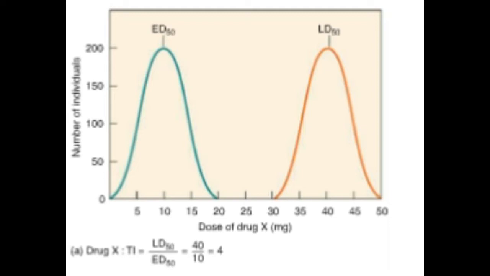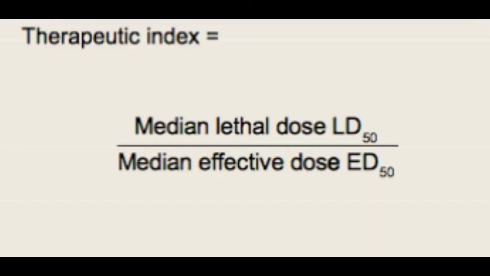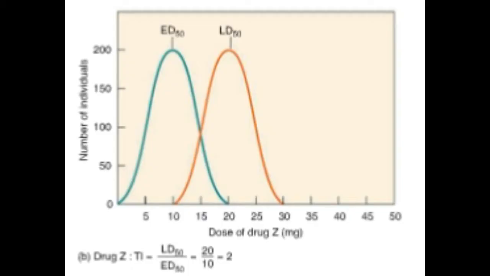Both the ED50 and the LD50 are used to calculate what's called the therapeutic index of a drug. The larger the difference between the two doses, the greater the therapeutic index. In this figure, the ratio of a drug's LD50 to its ED50 is 40 divided by 10, which equals 4. Therefore, it would take approximately 4 times the average dose to be lethal to a human. The therapeutic index is a measure of a drug's safety margin. The higher the value, the safer the drug.